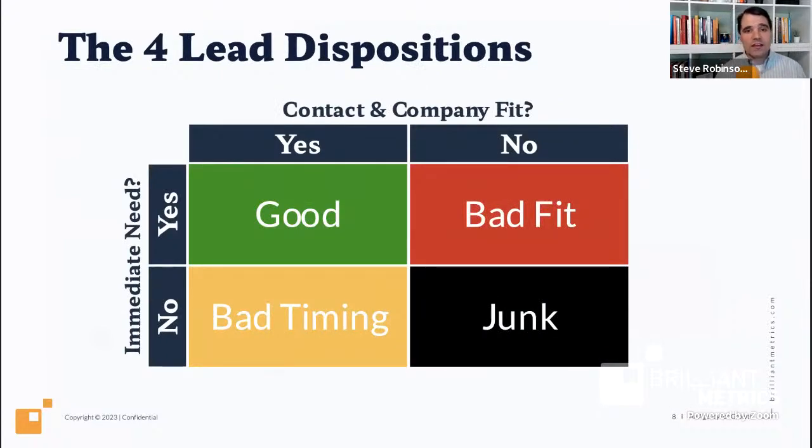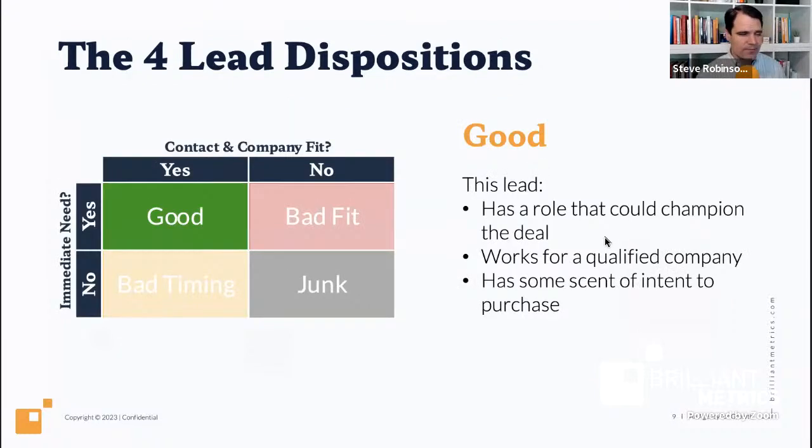The way that we get feedback on leads is we ask sales to put leads into one of 4 dispositions: good, bad fit, bad timing, or junk. And it wouldn't be a good webinar if we didn't have a nice 2x2 grid. And so we'll talk through these 4 dispositions in this 2x2 grid now.